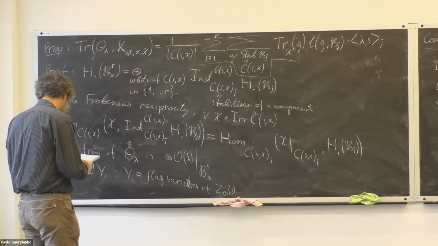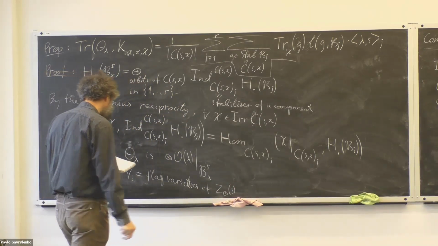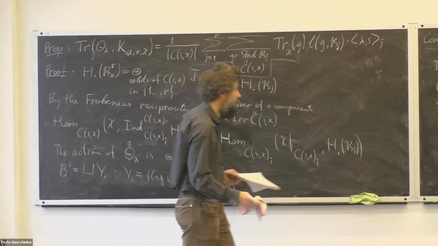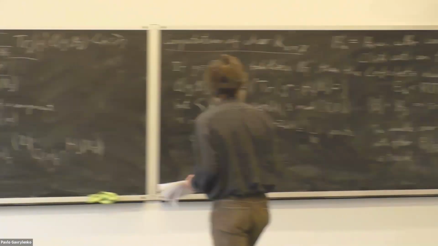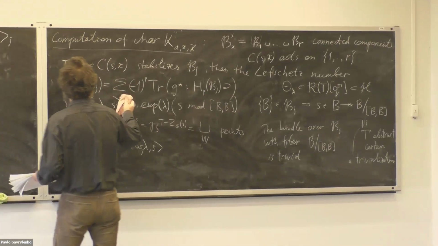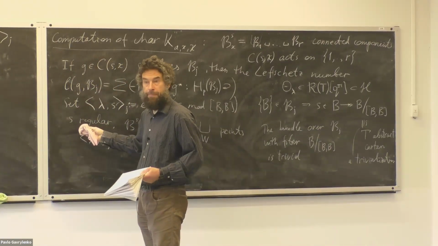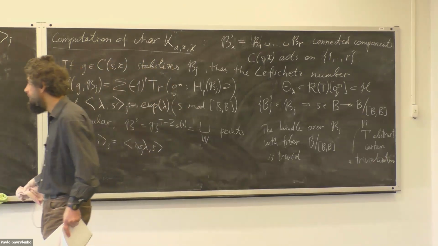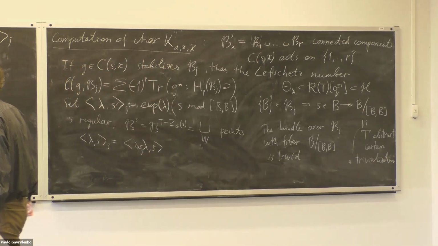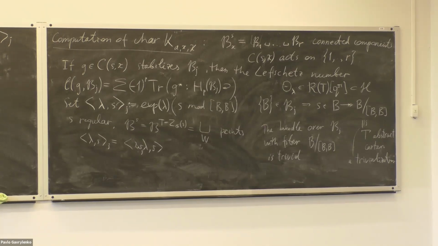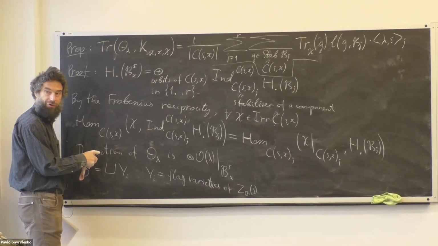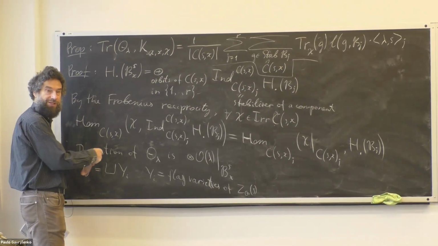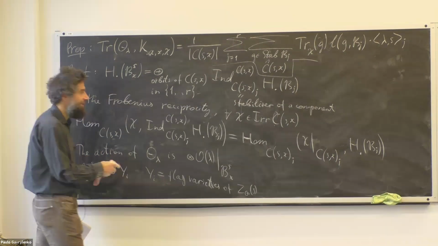Yeah, you see here the groups are finite. There's the finite component group. So it's both left and right adjoint. It doesn't matter. All the representations are semi-simple, so it doesn't matter absolutely.